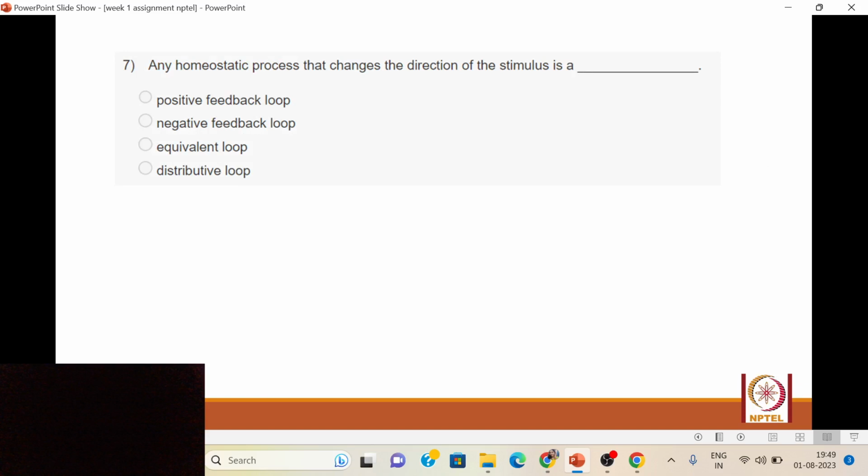Seventh question. Any homeostatic process that changes the direction of the stimulus is a positive feedback loop, negative feedback loop, equivalent loop, or distributive loop. Start answering.